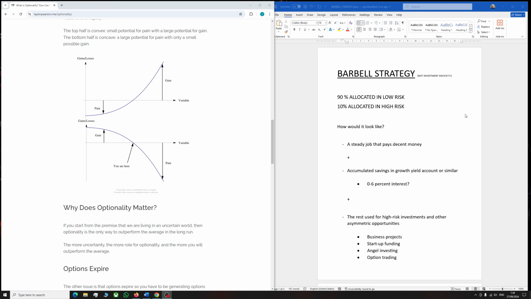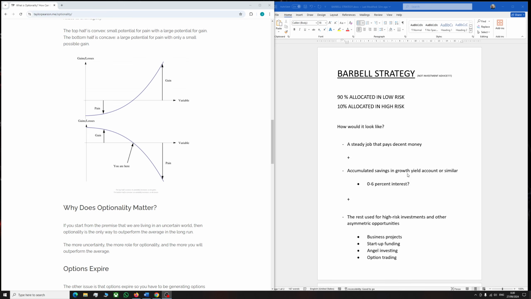But in the barbell strategy, 90% of resources or assets are allocated in low risk investments. Those could be, for example, money that's put in growth yield accounts or similar. That of course depends on your area. And timing is also relevant in this thing.